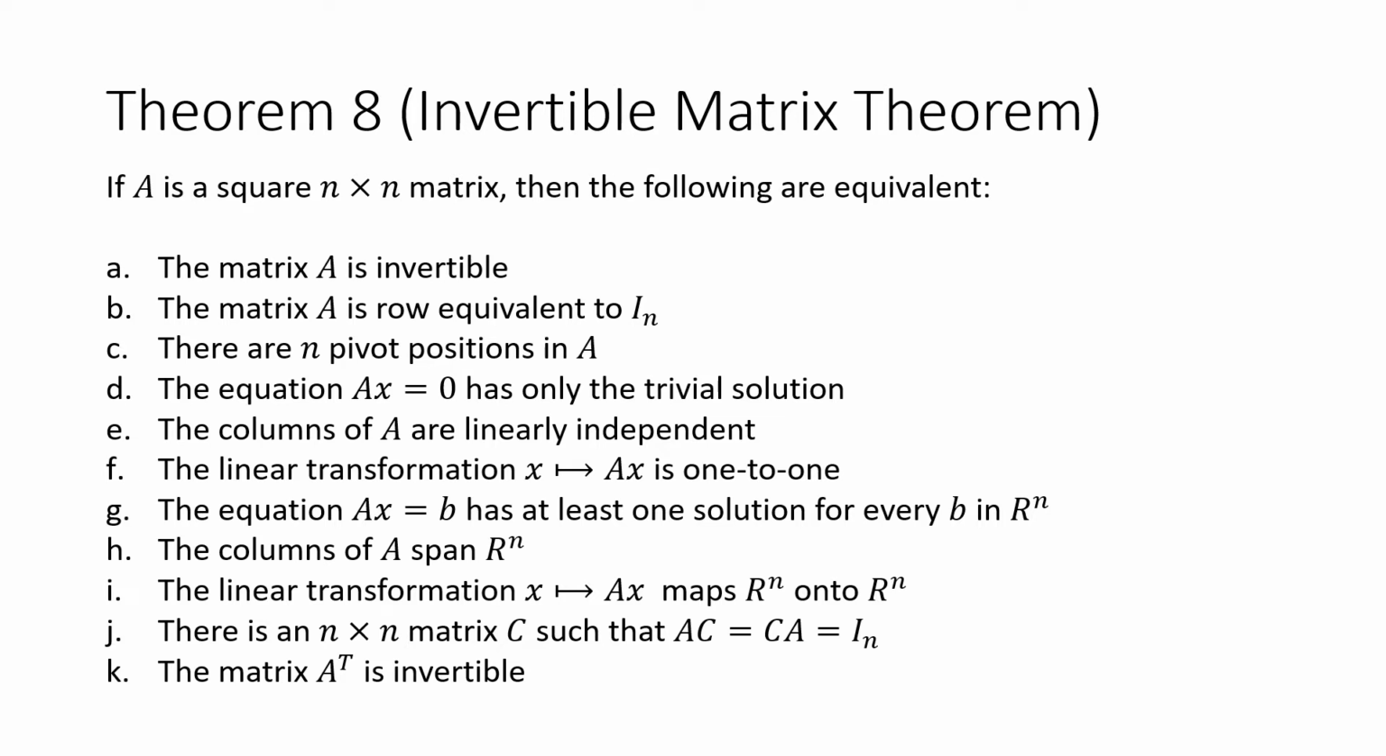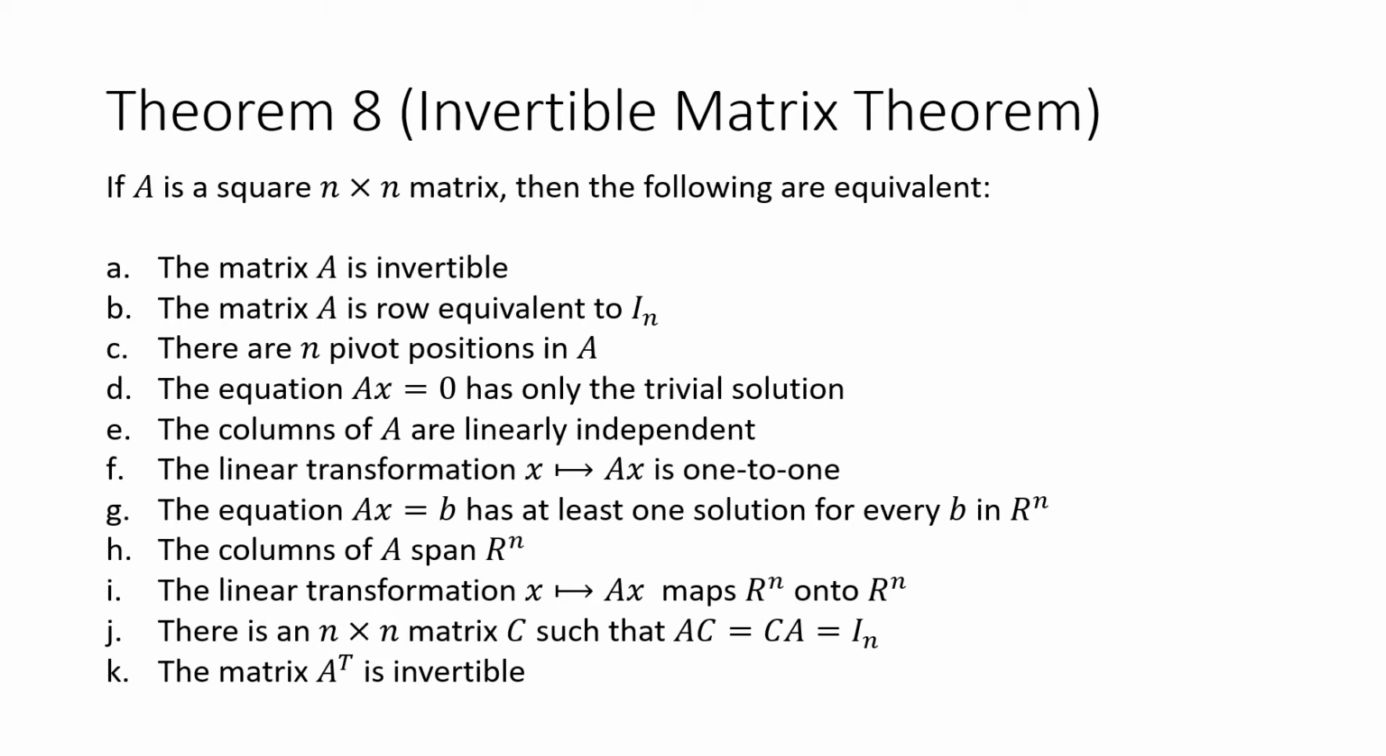So let's go through them. First one, that the matrix is invertible. This is the same thing as saying the matrix is row equivalent to I_n. And we saw that, I think, in the last section, that if you have an invertible matrix, it means you can row reduce it to I_n. Also the other way around. If you have a matrix that you can row reduce to I_n, it means that it's invertible. So those two ideas are the exact same thing, and that's part of this theorem.